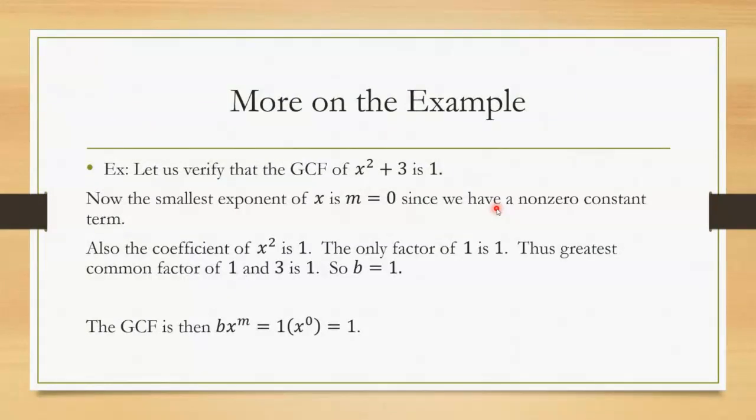So going through that slide, as you can see, since there's a non-zero constant term, we have to take m to be 0. Basically, there's no variables next to 3. Or if you want, you could think of this as 3 times x to the 0. Then the smallest exponent would still be 0. And you're still using this convention, x to the 0 is 1. Not only that, notice the coefficient of x squared is 1.